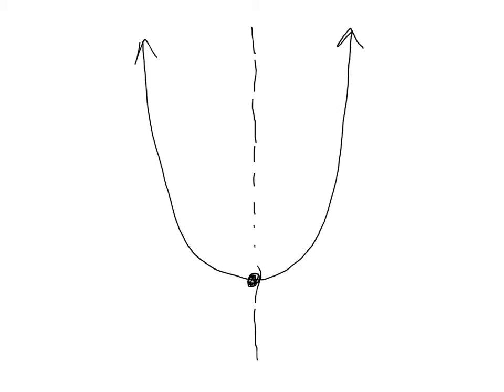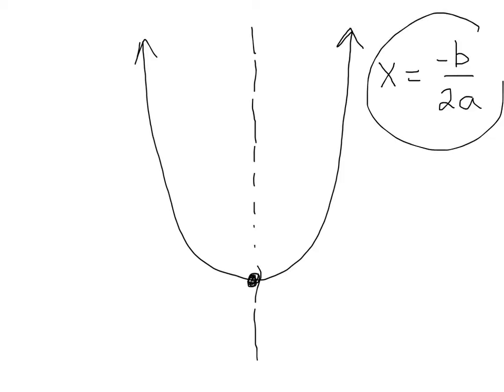So the formula for your axis of symmetry is x equals negative b over 2a. That's the formula for your axis of symmetry right there. And when I say negative b over 2a, in a standard quadratic equation, y equals ax squared plus bx plus c, a is the number in front of x squared right here. b is the number in front of x right here. And c is the number without a variable.